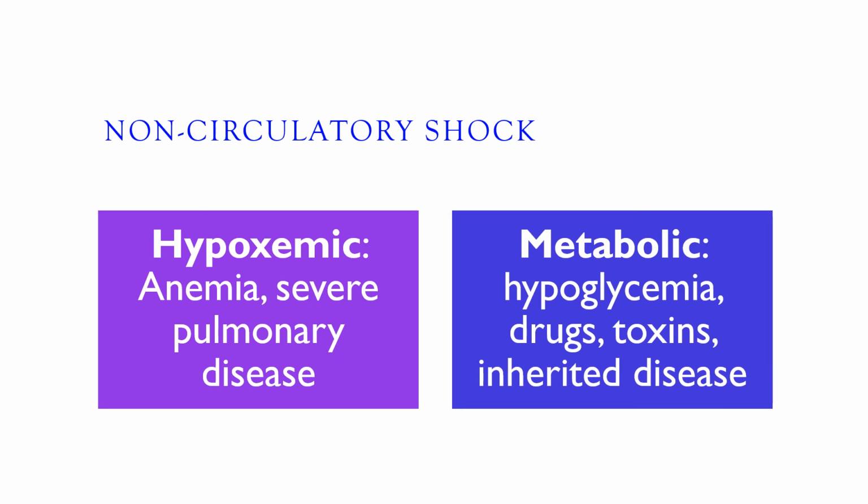The other type of shock is the non-circulatory kind. We talked about hypoxemic and metabolic. Hypoxemic causes are from anemia or severe pulmonary disease, and metabolic causes are hypoglycemia, drugs, toxins, and inherited diseases.